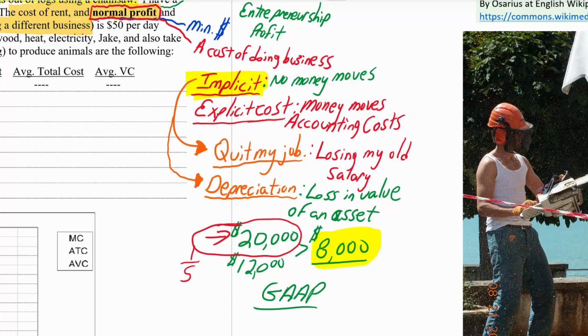Just like if I quit a job and I'm losing $50,000 in salary, that's every bit as real of a $50,000 cost as if I went out and spent $50,000.